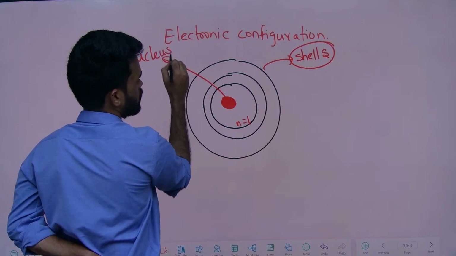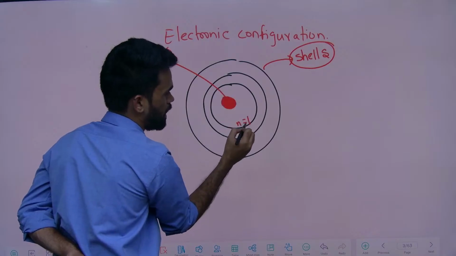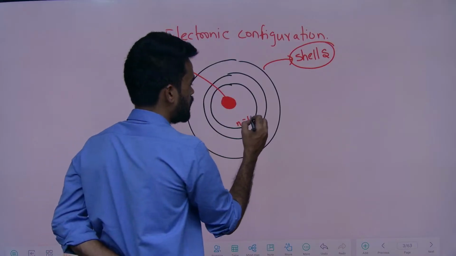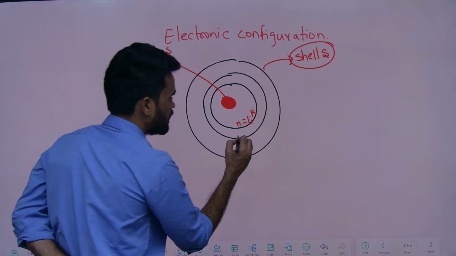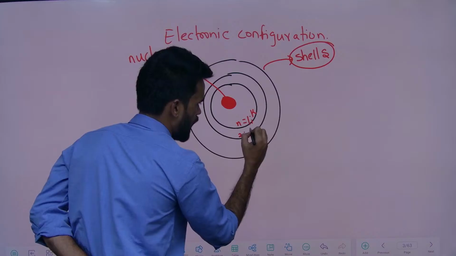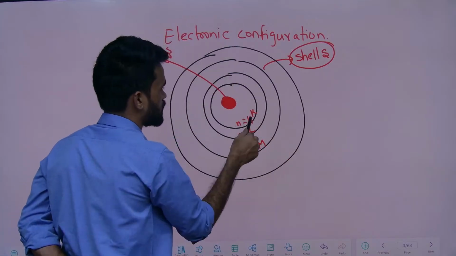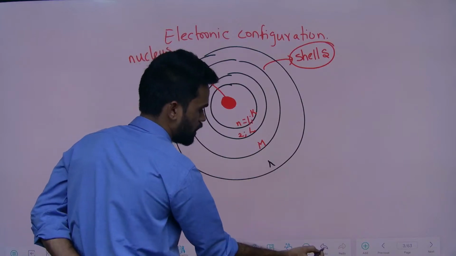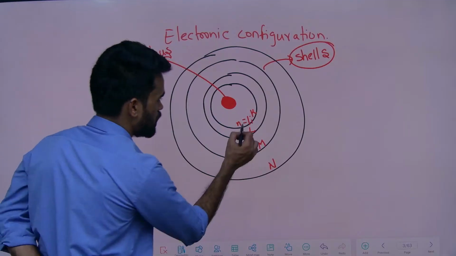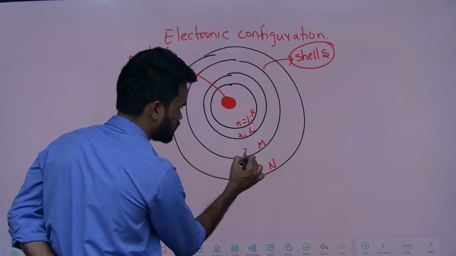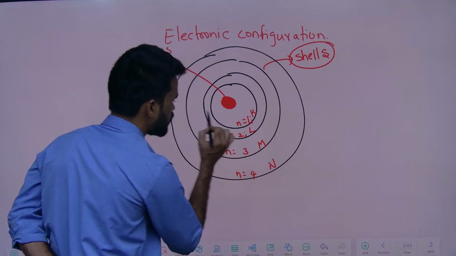The first orbit around the nucleus is called n equals to 1, shell number 1, and I can represent it as K. This is 2, L, this is M. Like this, as we write the circular parts, it becomes K, L, M, N, and you can keep on writing them. These are shell numbers. This is n equals to 1, 2, 3, 4, you can write like this.